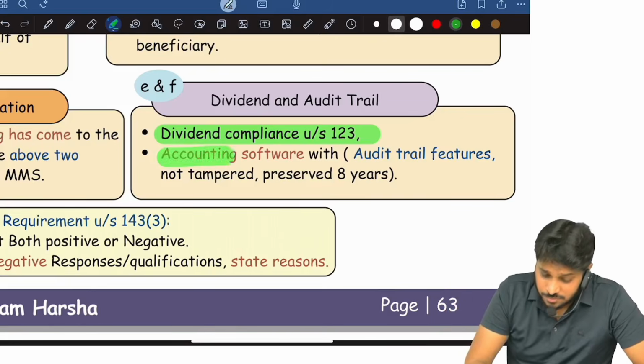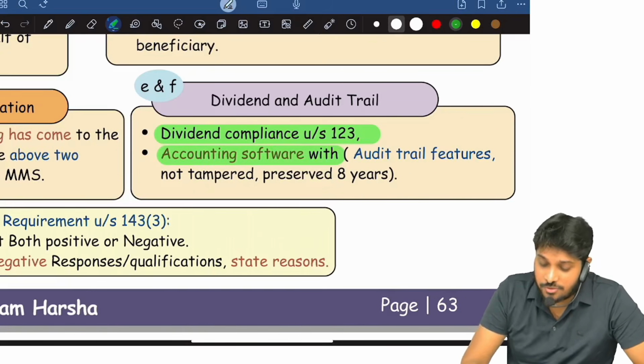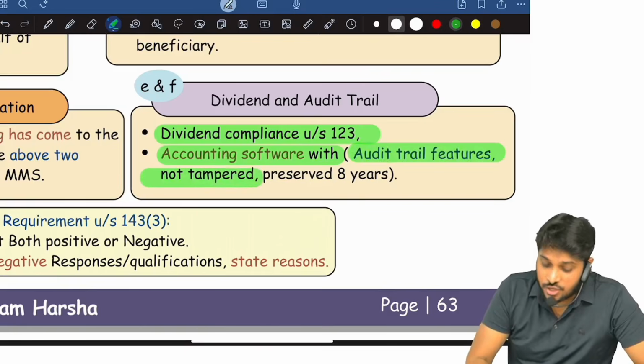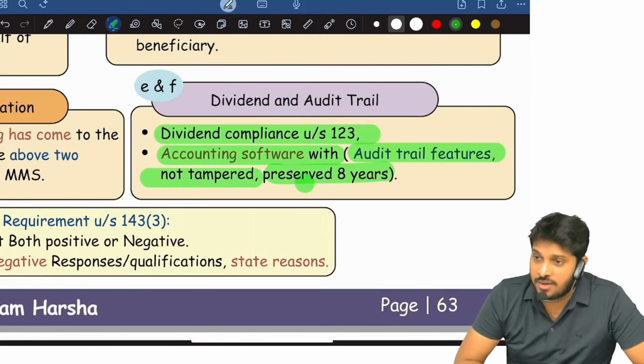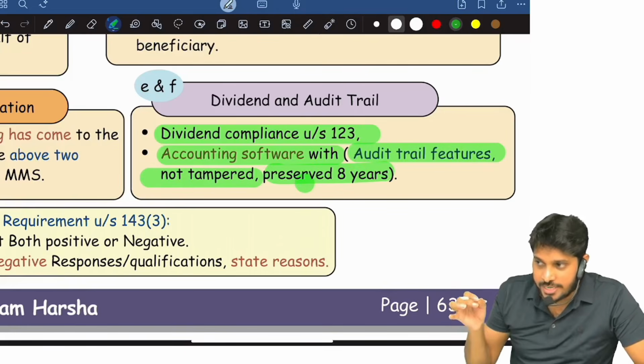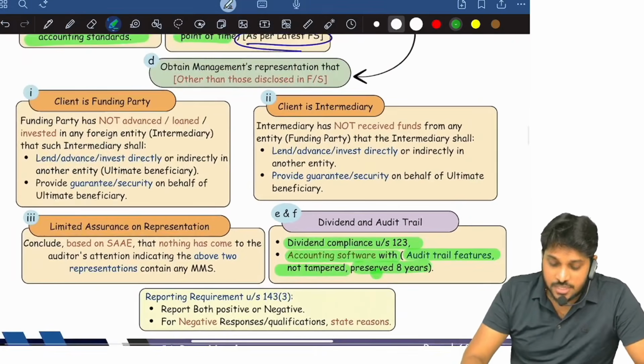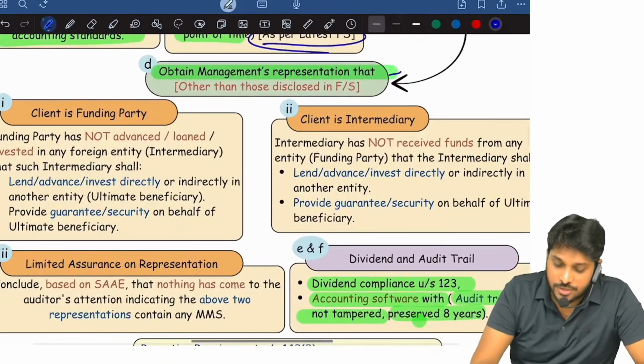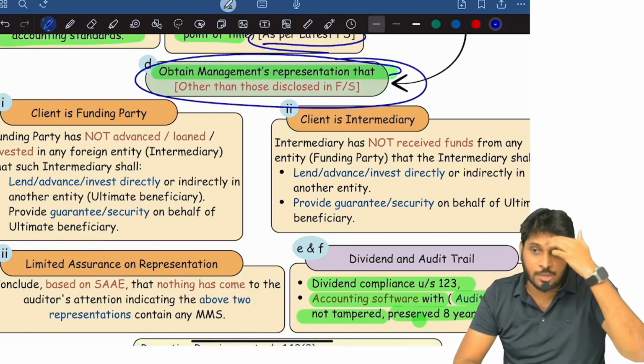Act or not. Whether the company is using accounting software with audit trail feature and see that it is not tampered and see that it is preserved for 8 years. These are the points which the auditor has to verify. And apart from this, the auditor has to get a management representation. The auditor has to get a representation: funding party, intermediary, beneficiary.